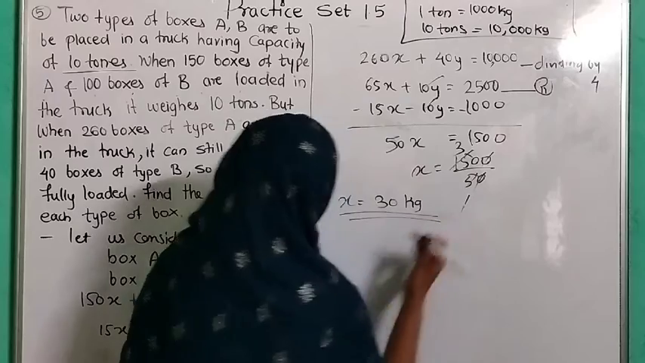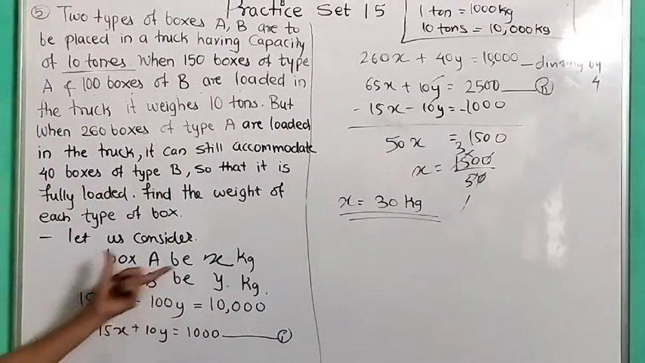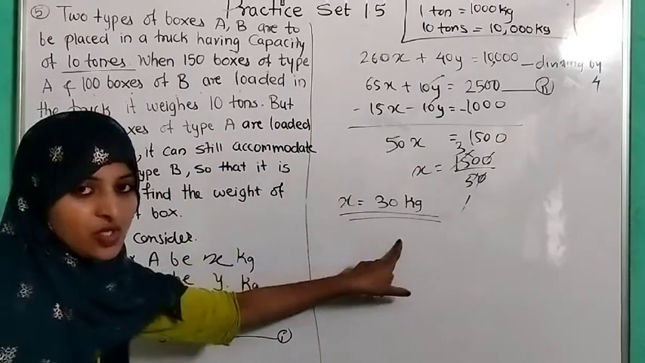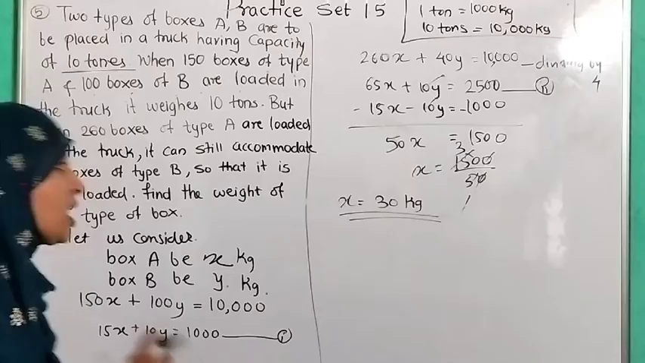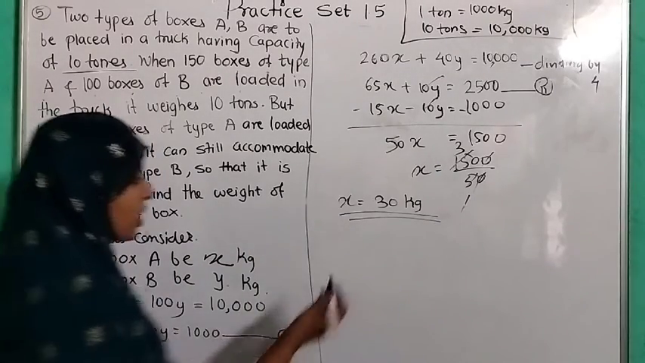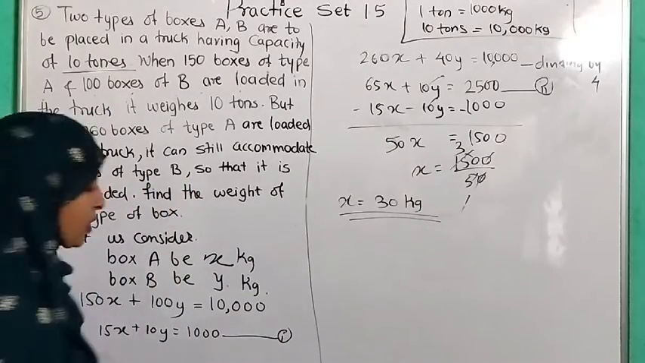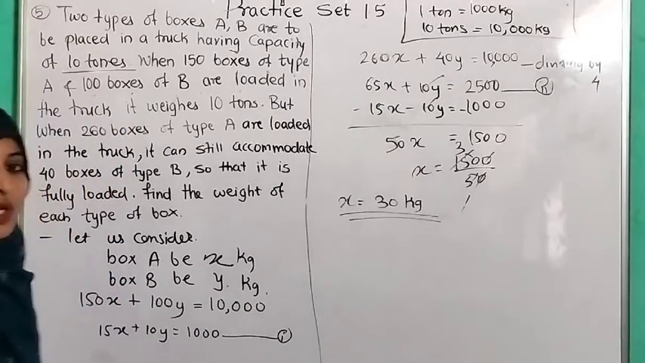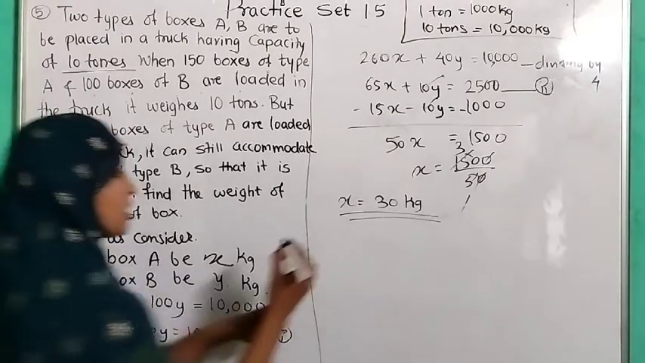The value of A box, we get the value of A box, that is 30 kg. Each box contains 30 kg. Then we are going to substitute the value of x in equation number 1, because equation number 1 is a simple equation. So we are going to substitute the value of x in equation number 1.